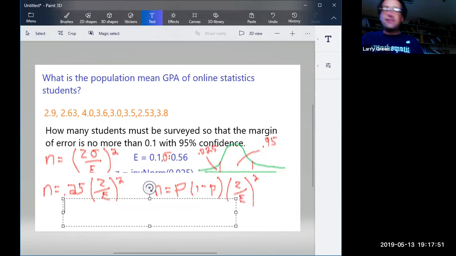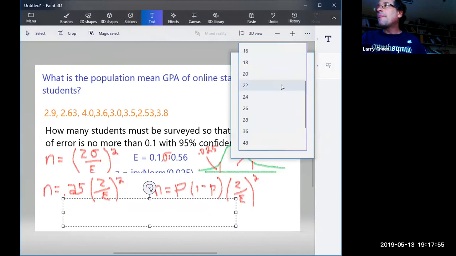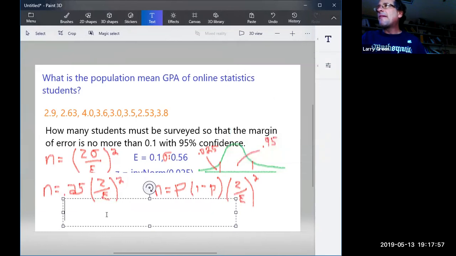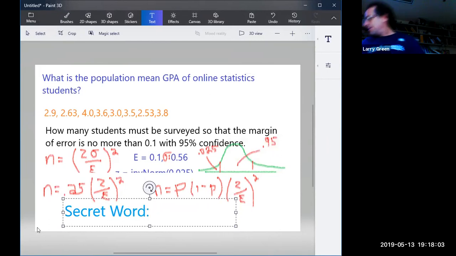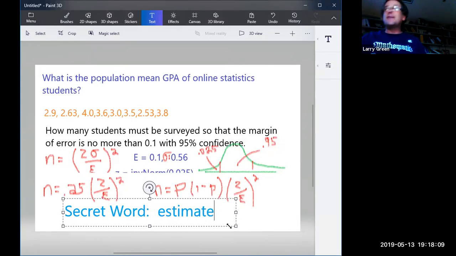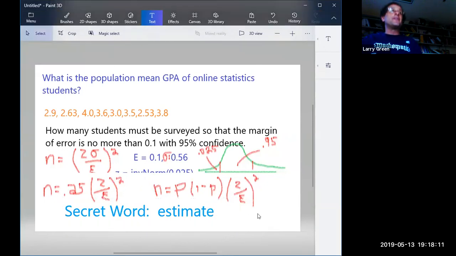Okay, so now we have our secret word. Make it a little bigger. And the secret word is estimate, because a confidence interval provides an estimate and a range for the population mean or the population proportion. Any questions on this idea?